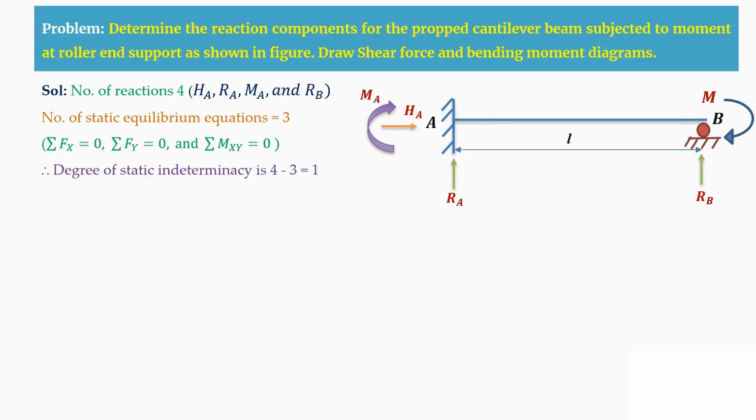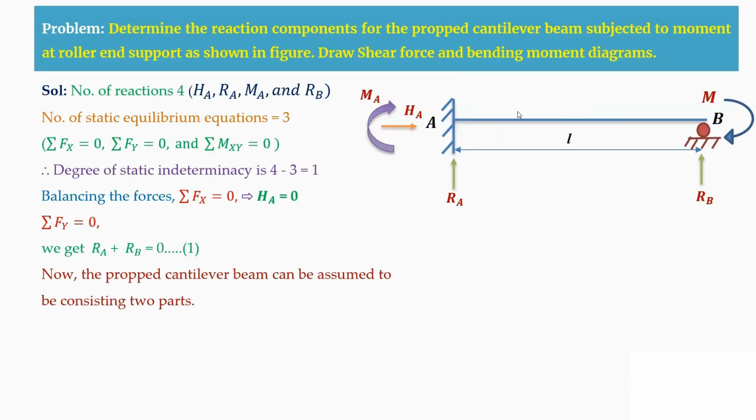So before making that, I'm just balancing the forces. That is, sigma Fx is 0. That means as there is no horizontal load acting here, HA is 0. In a similar way, sigma Fy equal to 0, and RA plus RB will be equal to 0 as there is no vertical load acting on the beam. So this is an equation.